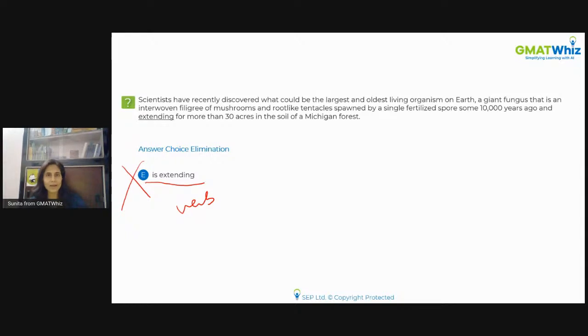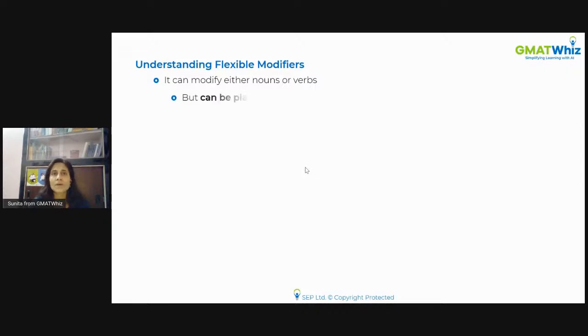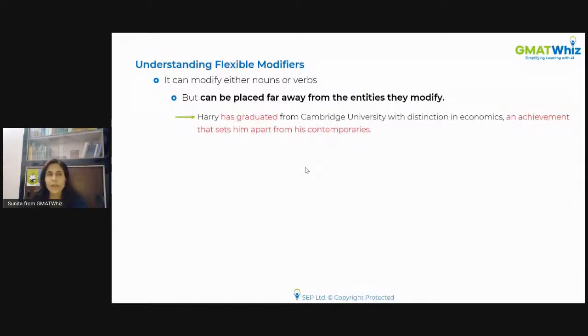All right, guys. So I'm going to quickly move to the next flexible modifier mystery. I'm going to be really quick about this. The flexible modifier, or as it is popularly known, noun plus noun modifier. Okay, let's quickly understand. They can modify both nouns and verbs, but they can be placed far away from the entity they modify. Now, if you look at these sentences, Harry has graduated from Cambridge University with distinction in economics.